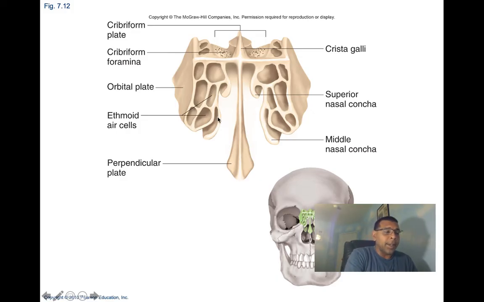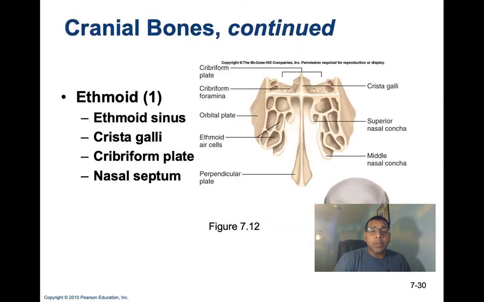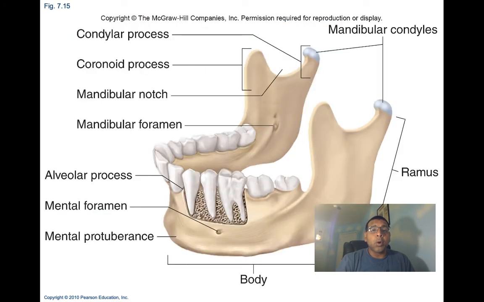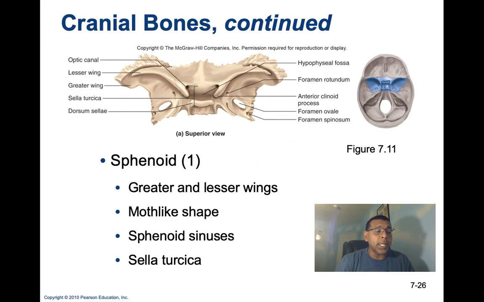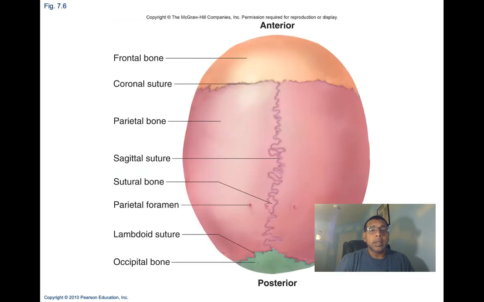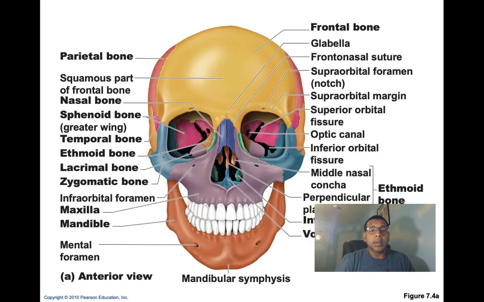Next then here we've got our facial bones. Now when we talk about our facial bones, the facial skeleton is made of 14 bones. The mandible and the vomer bones are the only unpaired bones we're going to see here.